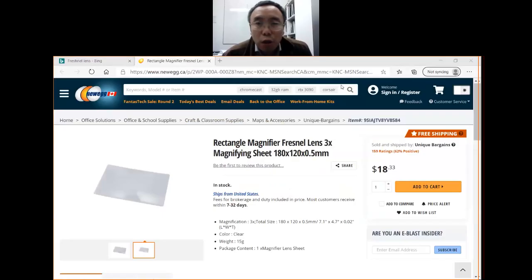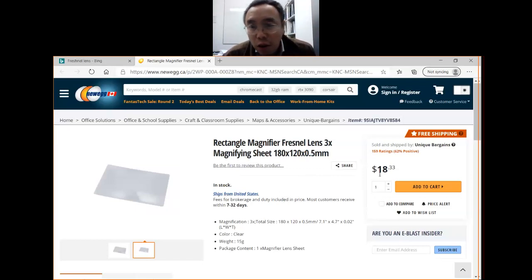If you do a Google search of the Fresnel lens, you can find many of them. This piece of plastic is a Fresnel lens. This one has 3 times magnifying power. It is a sheet, only 0.5 millimeter thick. The main advantage of the Fresnel lens compared to the regular lens is that it's very thin. In theory, the thickness can be comparable to the wavelength. But in reality, if it is only 1 micrometer, it is hard to form a stable structure.